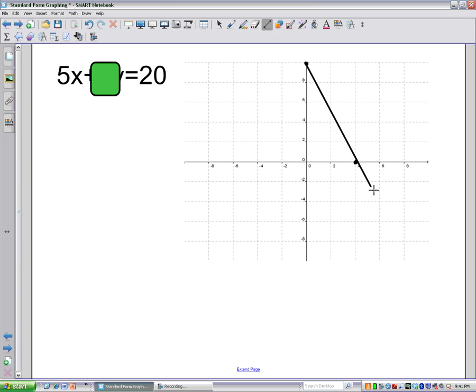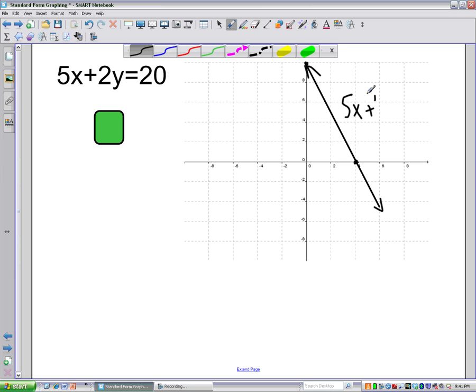Like that. We tend to continue the lines the rest of the way through. Grab a pen, put some arrowheads on it because it's a line. It doesn't just show up where we want it. Let's write the equation. 5x plus 2y equals 20.